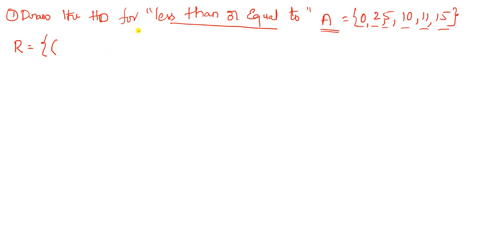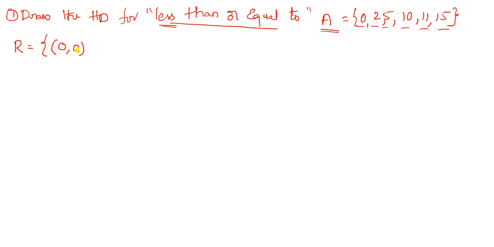See, the condition is less than or equal to. Check for the first element: 0, 2, 0, 5, 0, 10, 0, 11 and 0, 15, and 2, 0, 2, 5, 2, 10, 2, 11, 2, 15. So which is less than which, and which is not? See that the first element 0 is less than or equal to 0, right? 0 equal to 0. So 0, 0 itself is one element in this relation.